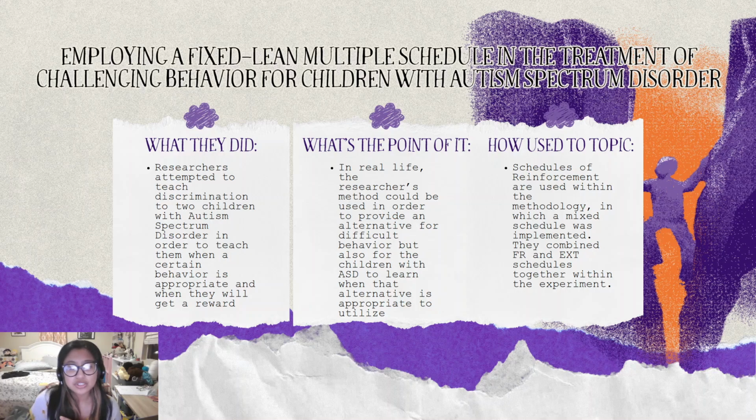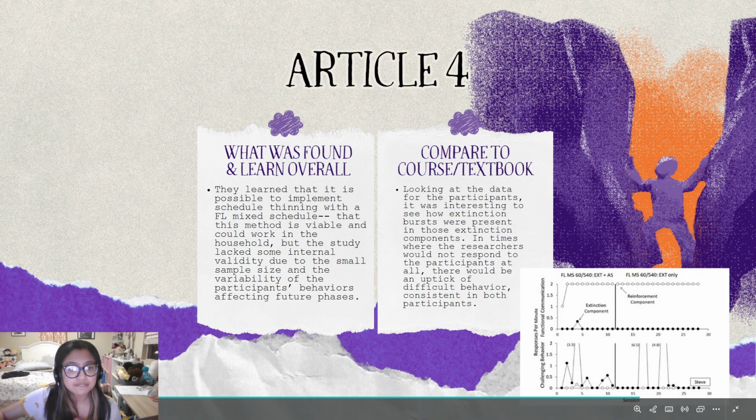The researchers learned that the method they used is feasible and applicable to real life. However, the study could still use some work because the participants they used were unpredictable, and that affected how some of the future stages of the experiment went about.